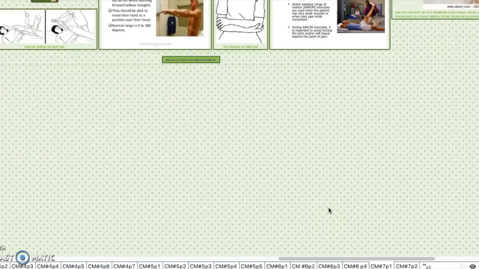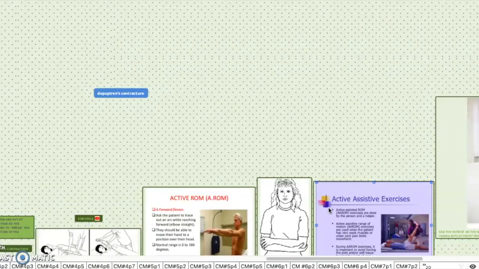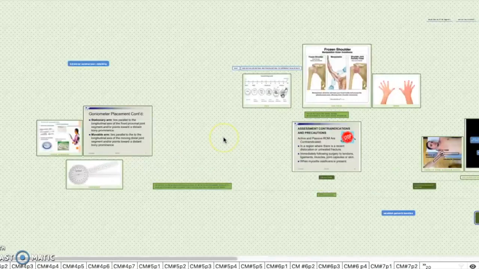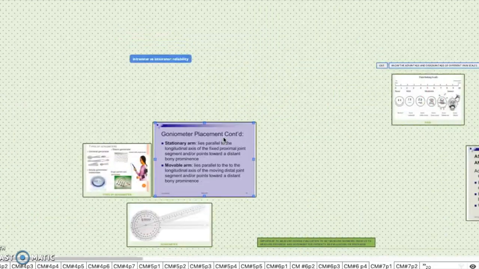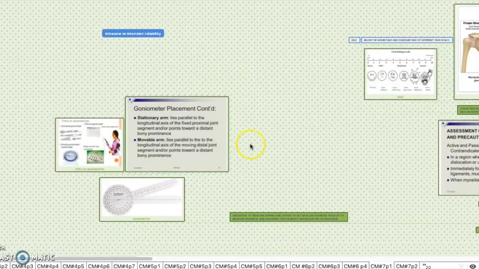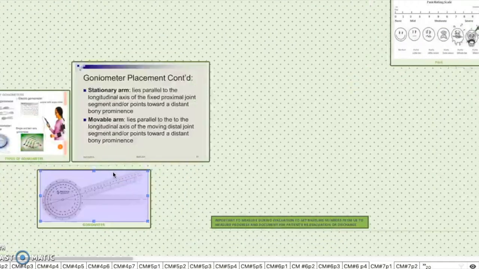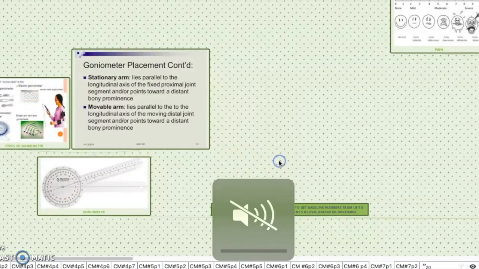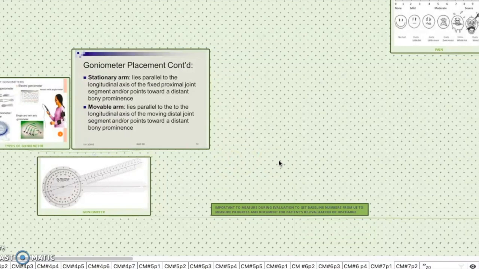And now we're moving on to concept map number 7. So starting over here, these are the procedures for goniometer measurements, and it's important to measure during evaluation to get a baseline for upper extremity and to measure the progress.